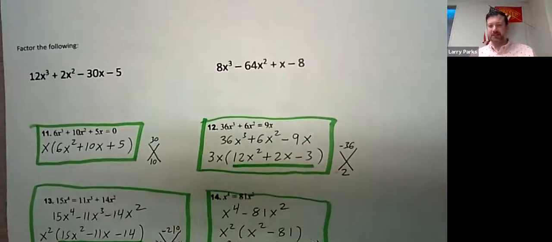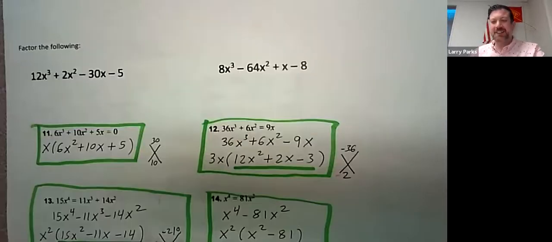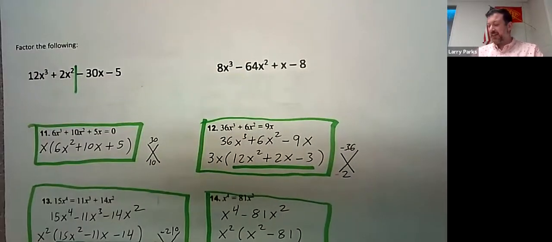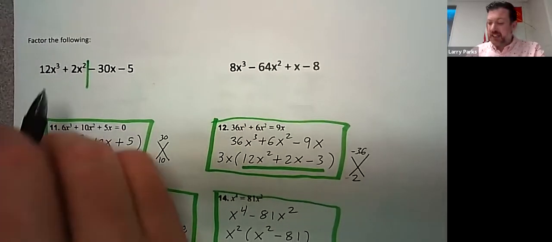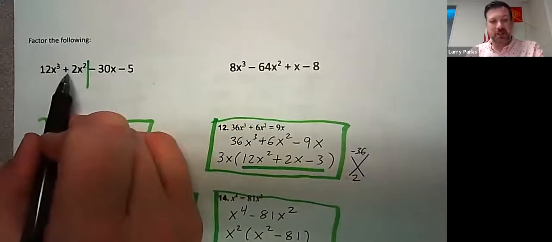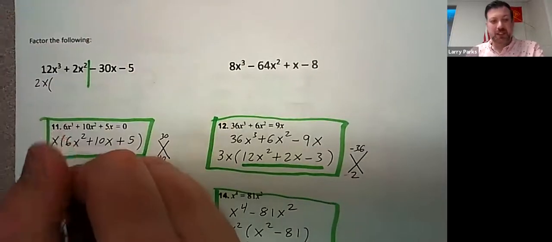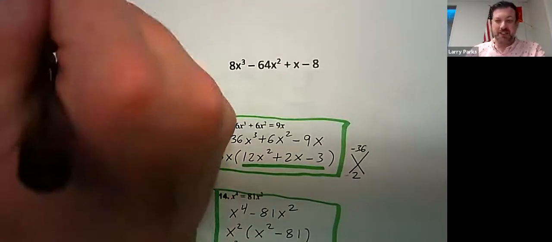All right. These won't take long. On these, remember if they have 4 terms, you should break it in half. You look on the left, what do they have in common on the left? On the left, they both have a 2x. What's left over? That'd be 6x squared plus x.